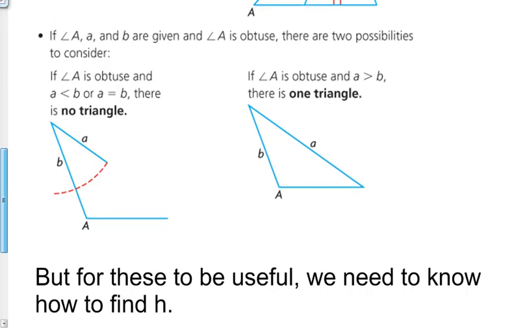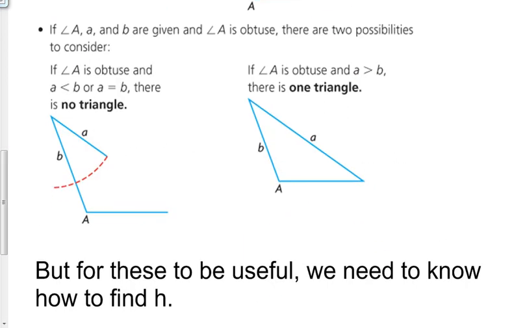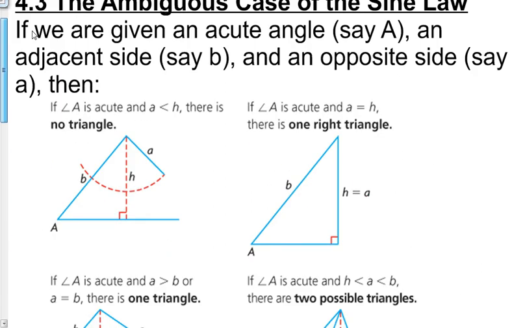If side A and side B are given, and angle A is obtuse, then there are two possibilities to consider. If angle A is obtuse, and A is less than B or A is equal to B, there is no triangle, because A just hangs there. If angle A is obtuse, and A is greater than B, then there's one triangle. But for these to be helpful, we need to know how to find H.